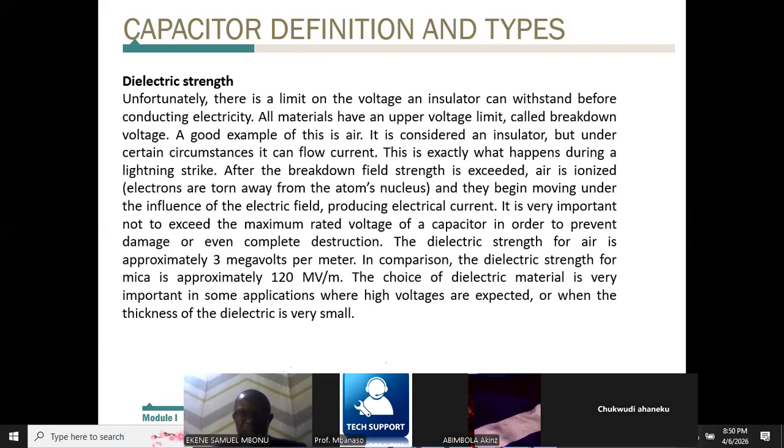So we are saying that when air is ionized and the charges begin moving under the influence of an electric field, producing electric current, it is very important not to exceed the maximum rated voltage of a capacitor in order to prevent damage or even complete destruction. I've said it before.